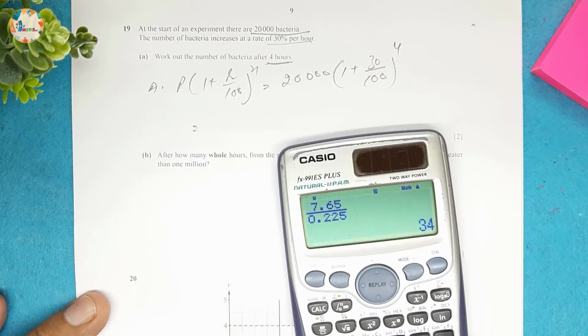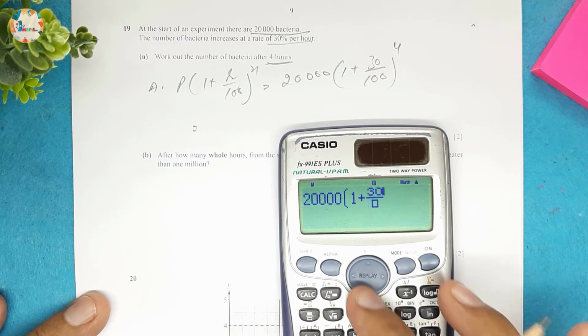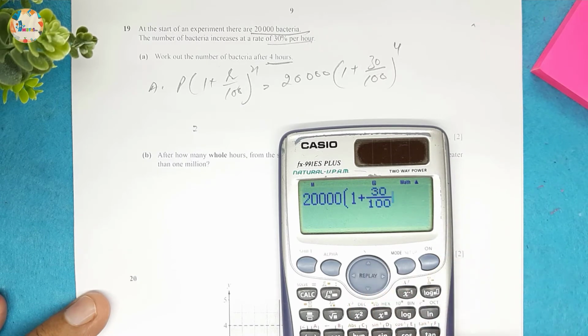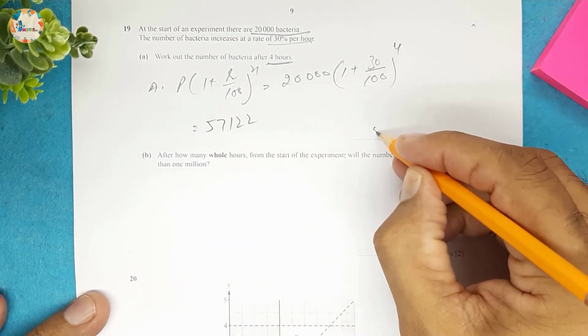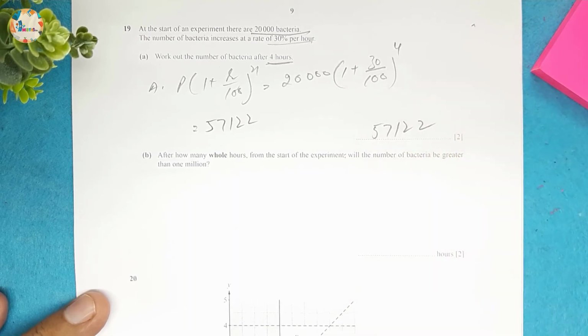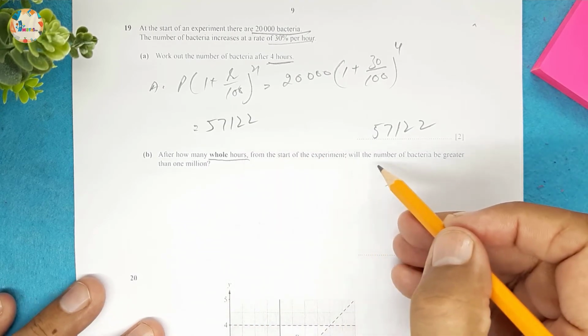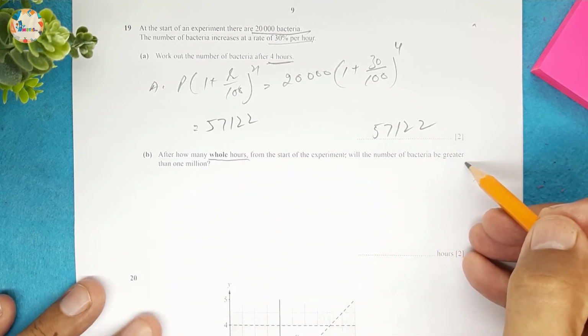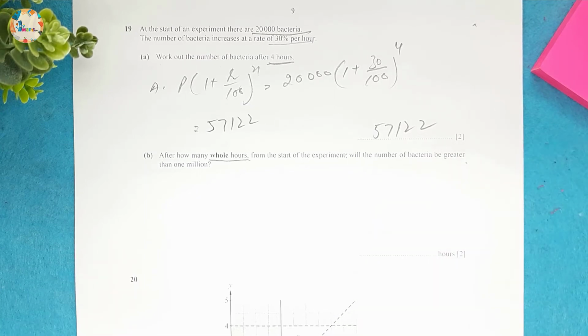This will be equal to 20,000 into 1 plus 30 over 100 raised to the power 4, and this will be equal to 57,122. After how many whole hours from the start of the experiment will the number of bacteria be greater than 1 million? This is a 2 mark question.